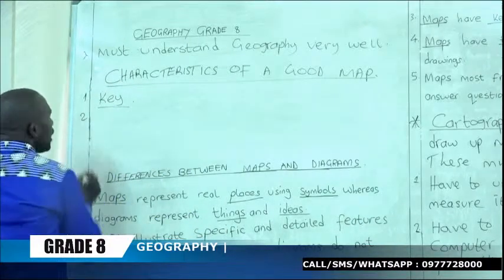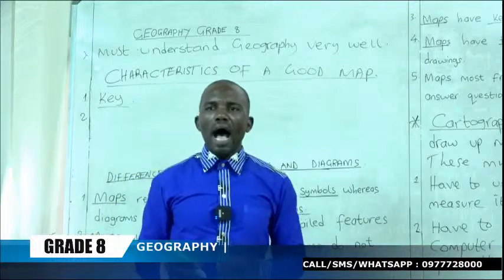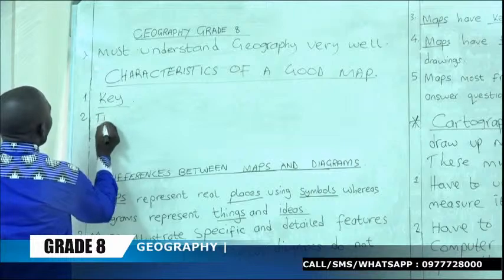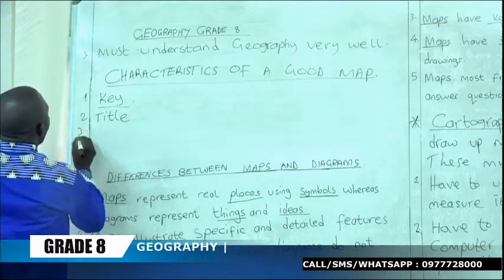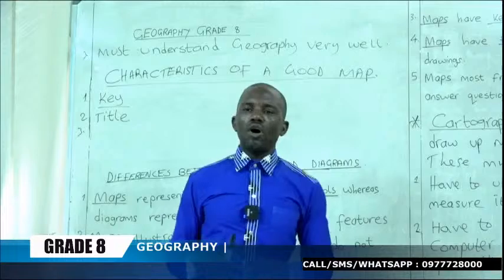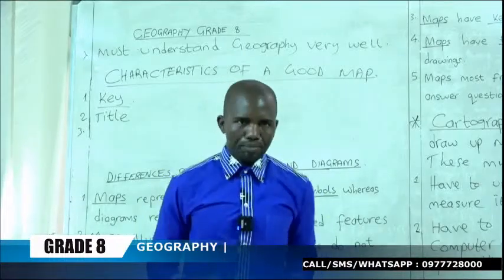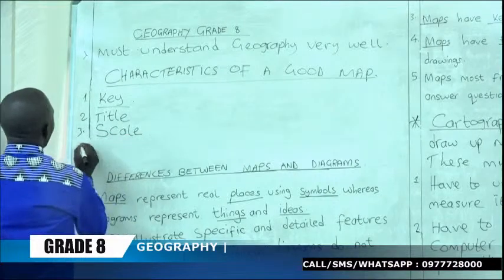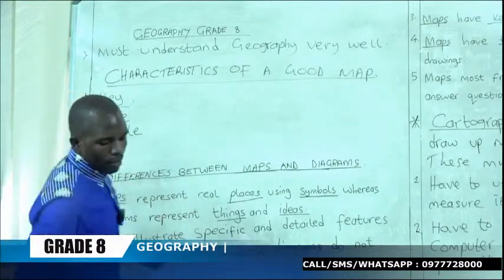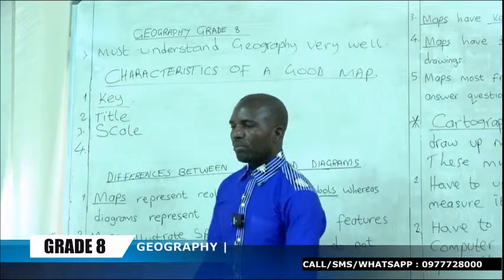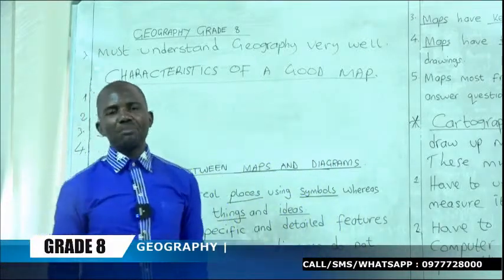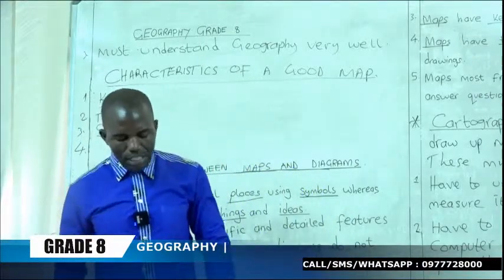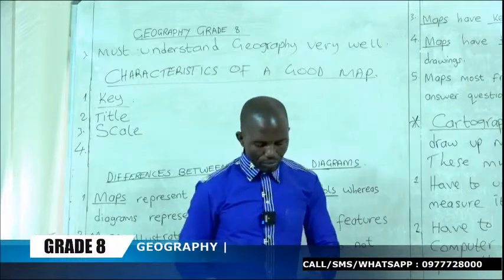Number 2, a good map must also have a title. Then, maps are also drawn on the scale. So there should be a scale. You see, when you look at a map, if the map doesn't have a scale, then it means that it is incomplete. There must be a scale to guide you.